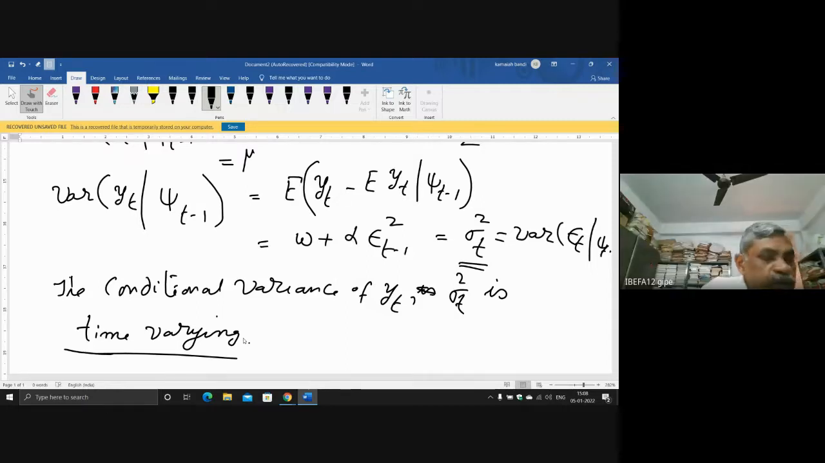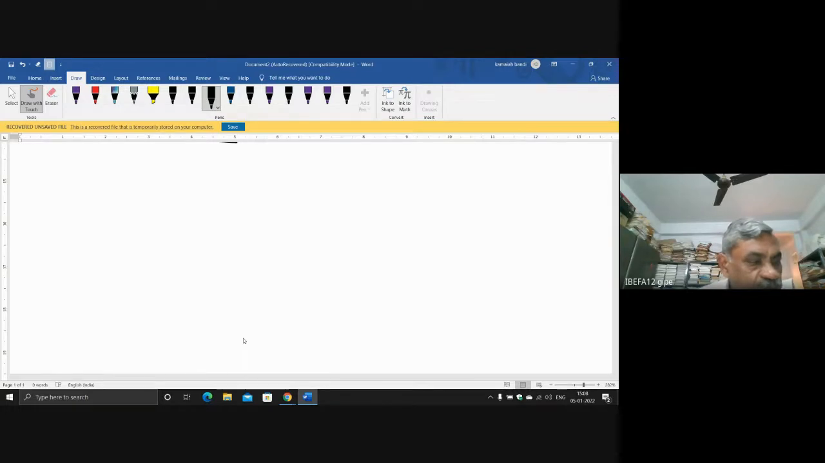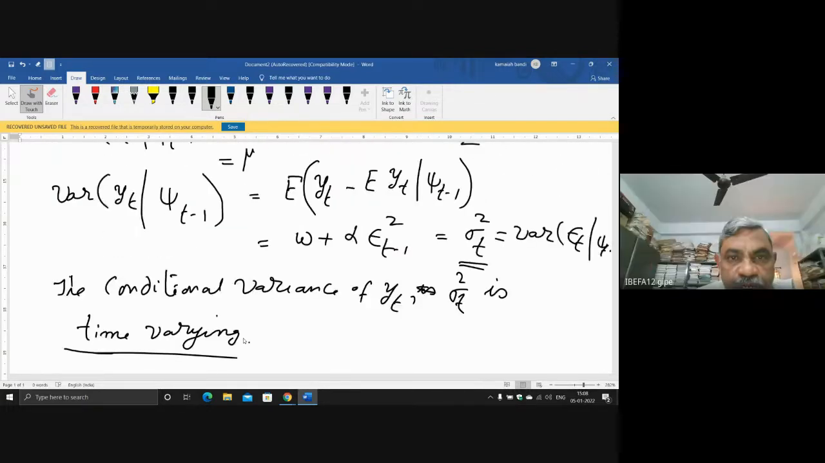Now what about the unconditional part? Because all of you must learn how to compute the unconditional part also. So could you just give us 1 minute to write everything down? Yeah, sure. Thank you.